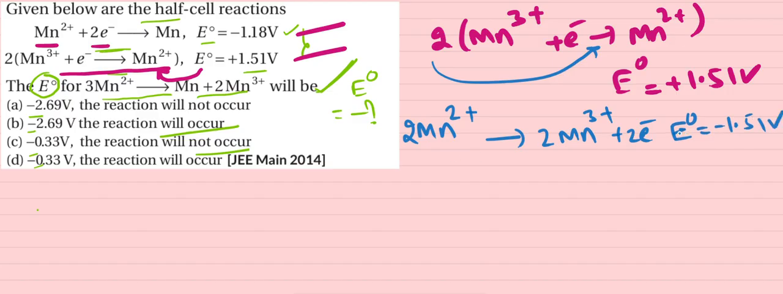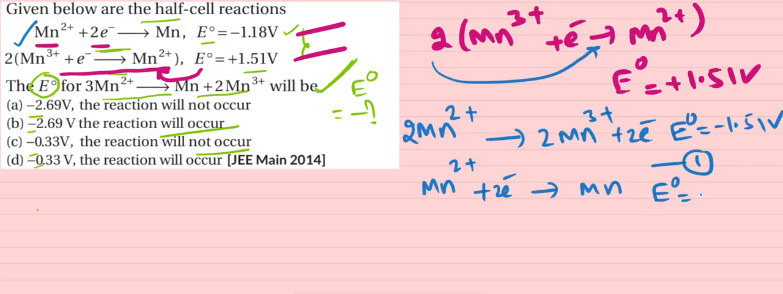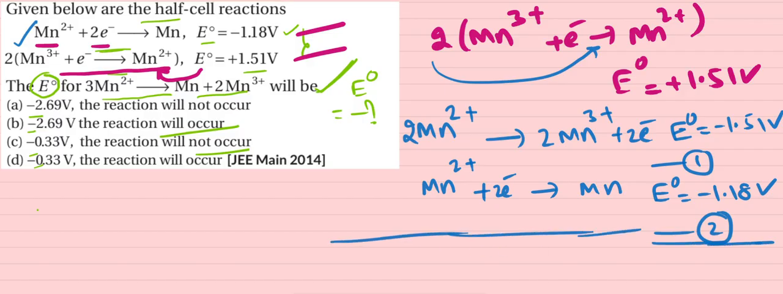For this E° will obviously be minus 1.51 volts. Clear? Now this I am assuming as equation 1. Now this one I am assuming as equation 2. So here Mn2+ plus 2 electrons gives rise to Mn. For this E° value will be minus 1.18 volt. This is equation 2. Now from equations 1 and 2 we have to get the desired equation, and for that desired equation we have to calculate the E° value.